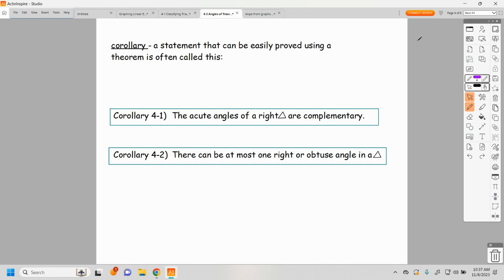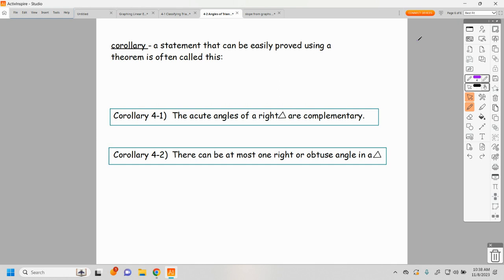So a corollary, guys, is so easily proven. The acute angles of a right triangle are complementary. Well, duh, if it has to add up to 180, and I know part of it is 90, the other two have to equal 90. That's why that's a corollary, because I literally explained that in a sentence.